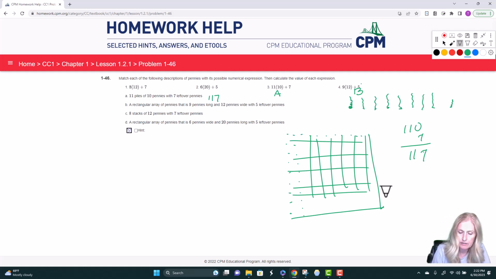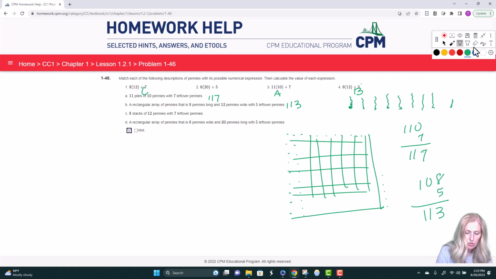And then somewhere over here there needs to be those 5 leftover pennies, because there weren't enough to make an entire row. So do what it says, the 9 times the 12. So that's 9 times 12, which would give us 108 plus 5 left over is 113. Okay, so we still need to solve that one. 8 times 12 is 96. And then we need to add that leftover 7, and that would be 103.